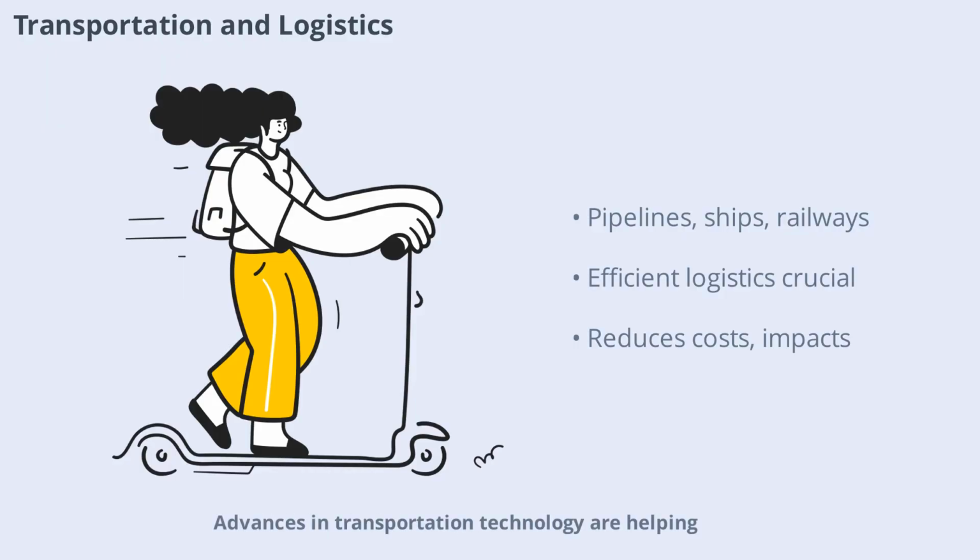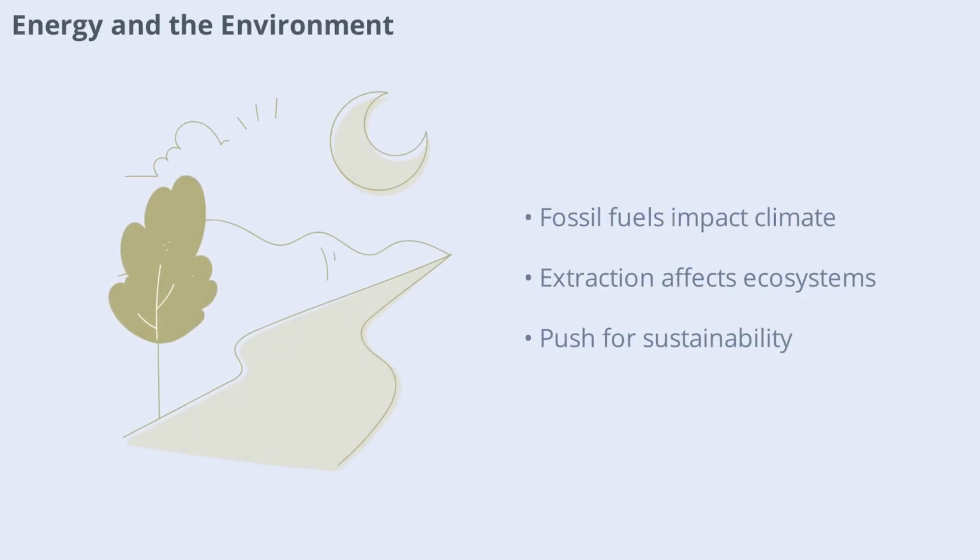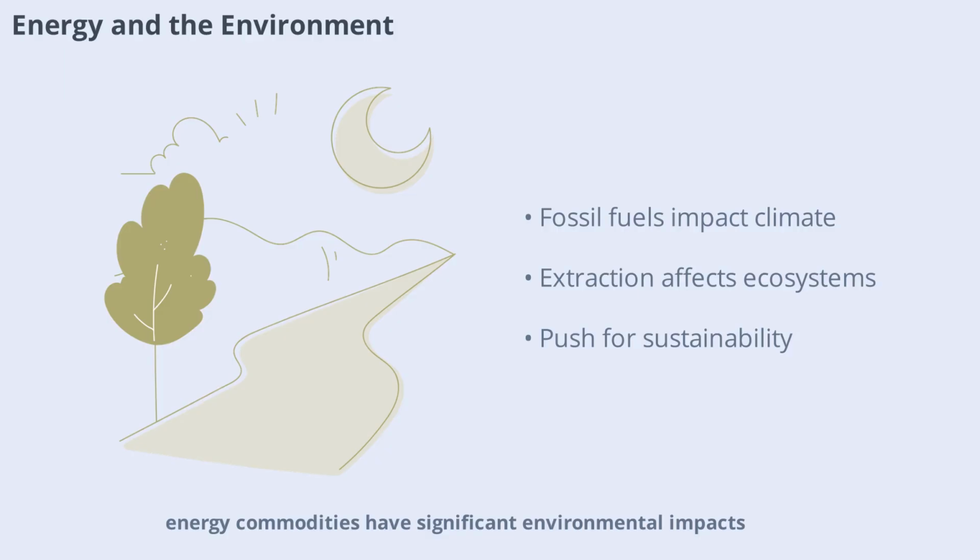Advances in transportation technology are helping to reduce costs and environmental impacts. Production and use of energy commodities have significant environmental impacts. Burning fossil fuels releases greenhouse gases, contributing to climate change. Extracting and transporting energy can also harm ecosystems. As awareness of these issues grows, there's increasing pressure to find cleaner, more sustainable energy solutions.